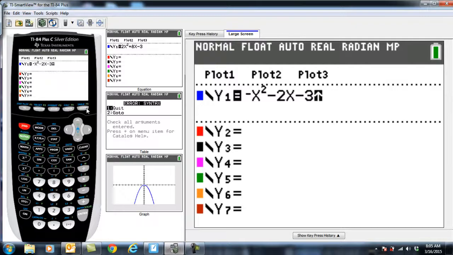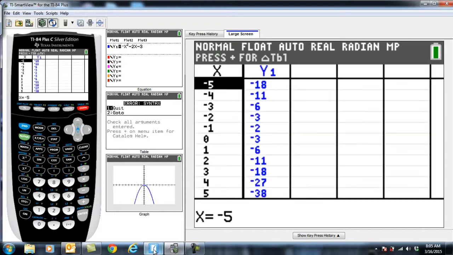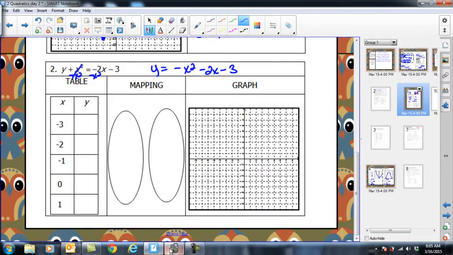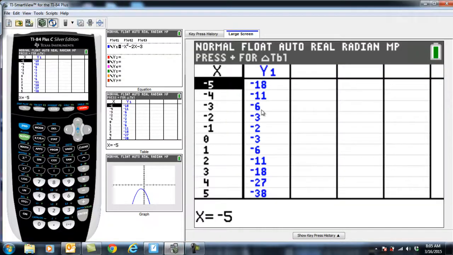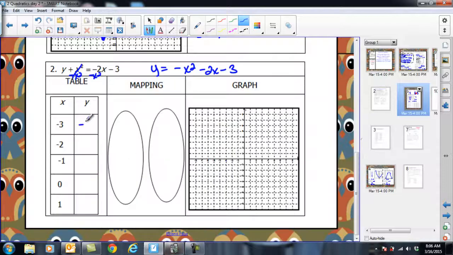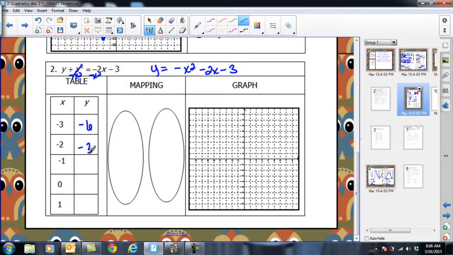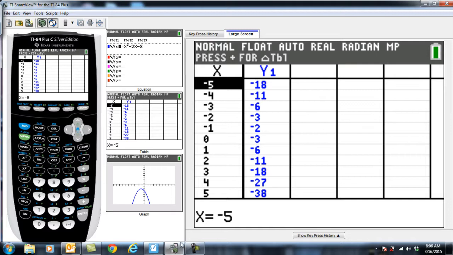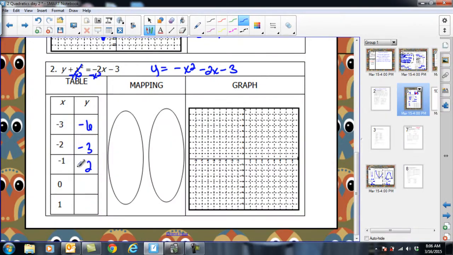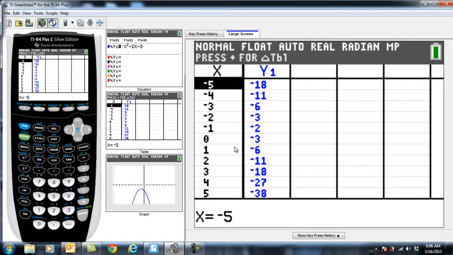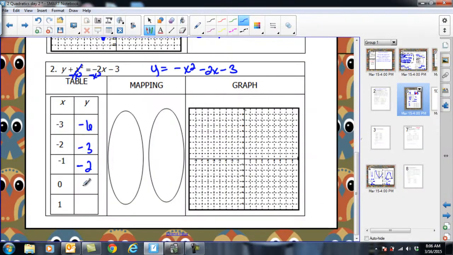Now I'm going to go to the table, second graph, so that I can fill in what I have, and I can see that the values are from -3 to +1. So -3 is at -6, -2 is at -3, -1 is at -2, 0 is at -3, and 1 is at -6. So this is at -3 and this is at -6. And again, you see I have repeating values going on here. This is the one that doesn't repeat, so my vertex should be at -1, -2.